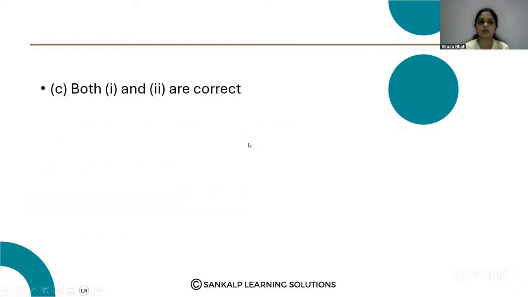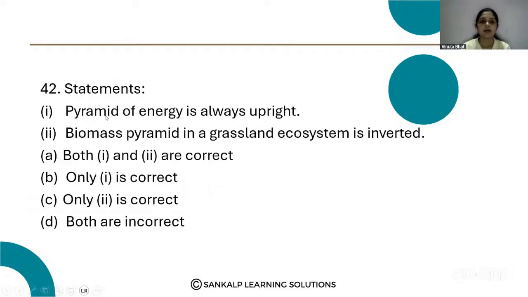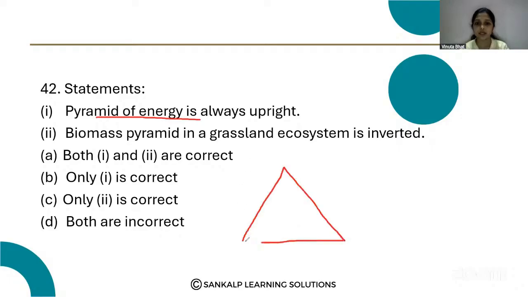Next question, question number 42. Statements: Pyramid of energy is always upright. Biomass pyramid in a grassland ecosystem is inverted. Look, pyramid of energy is always upright. Yes, look, if the producer has 1000 kilocalories, the next trophic level gets 10 percent, meaning 100, then 10, then 1. So that is always upright. The pyramid looks like this. So that is the correct statement.